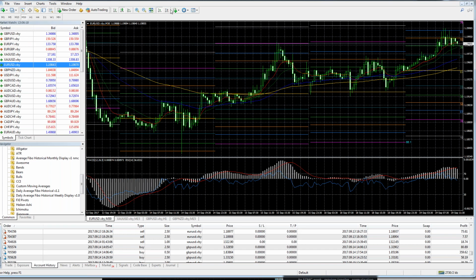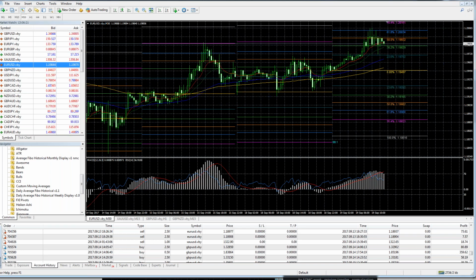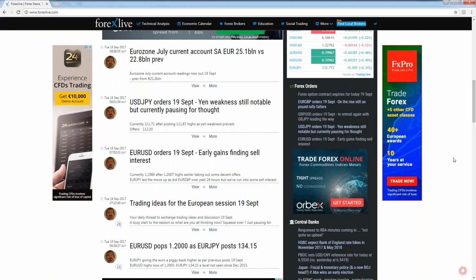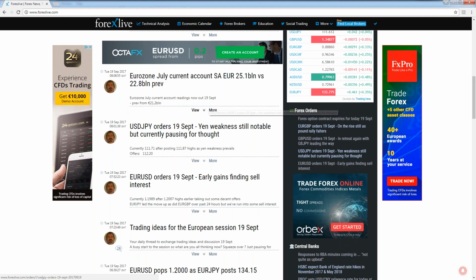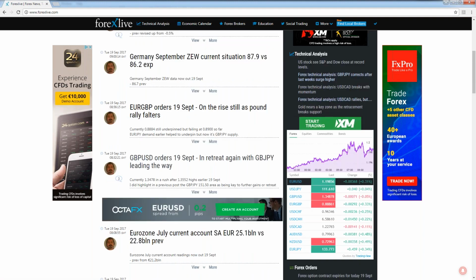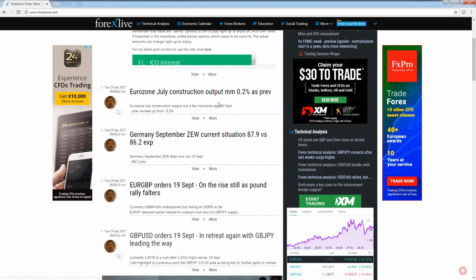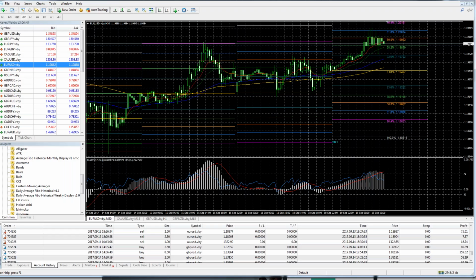Okay, so it's all about looking at those other pairs and assessing yourself pretty much what would be the best one to trade. Because if dollar's also looking quite strong, it's probably better to go with the weaker, because the yen weakness is still notable. Yen is still looking to come off, combined with the pound.